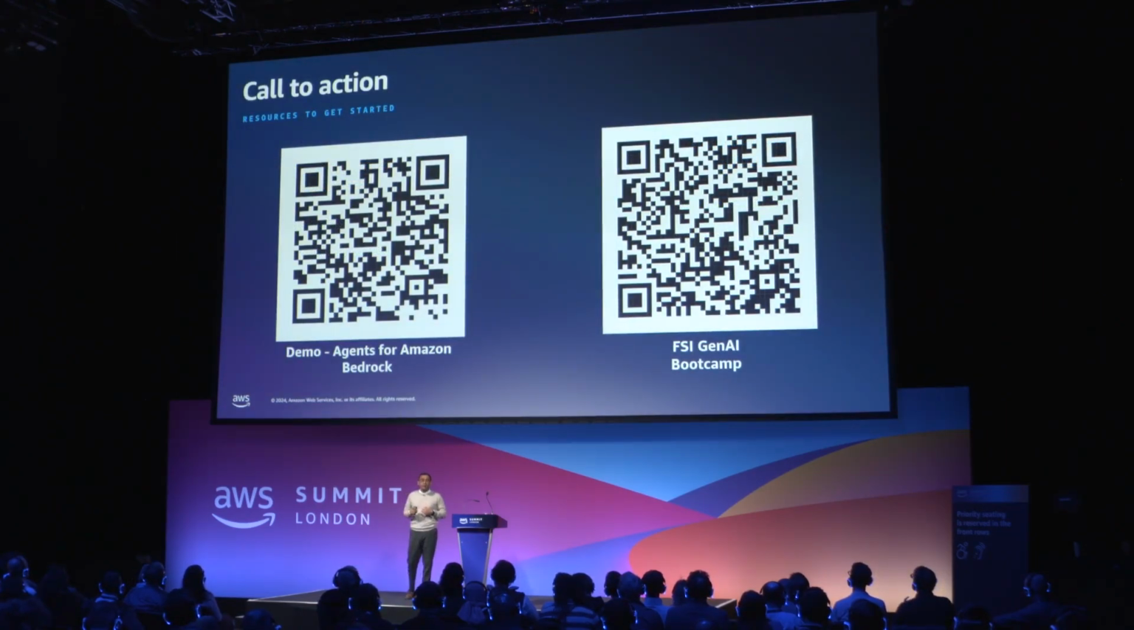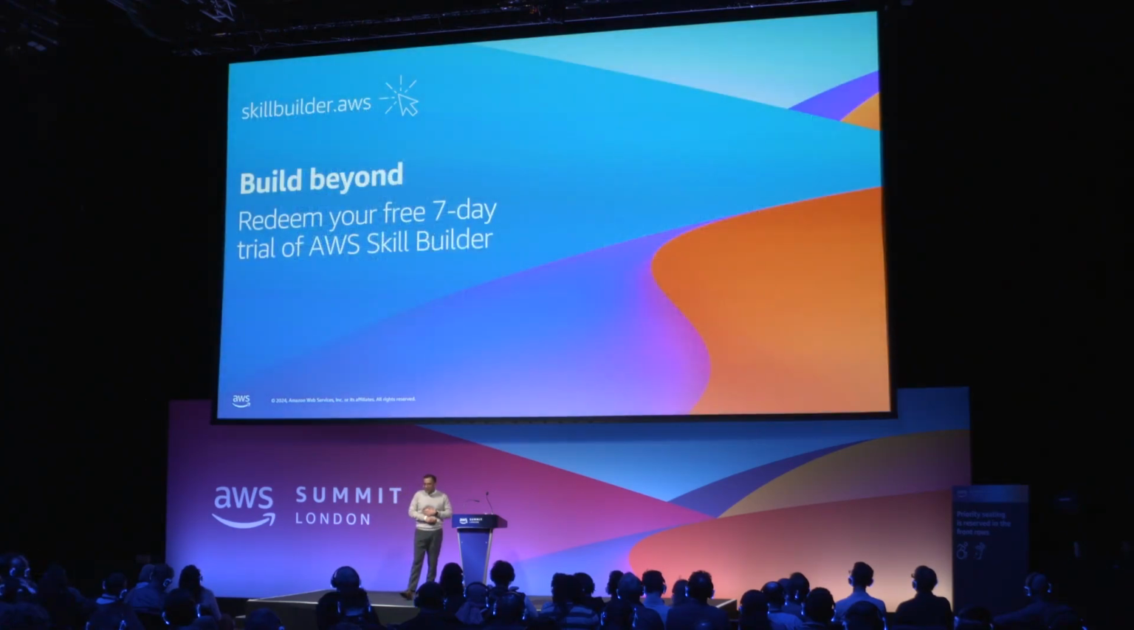Now, to get you started, I've listed 2 resources which I think are really important if you want to get started with agents today itself. The first is a demo for Agents for Amazon Bedrock. It'll help you understand how the service works and give you a few good examples. The second QR code will take you to a deeper dive into our generative AI services, including Amazon Bedrock. This comes with an angle of financial services, but the interactions and the courses it provides in the bootcamp are generally applicable to other industries as well. If you want to continue your learning on AWS, I heavily recommend signing up for skillbuilder.aws as well. It has over 600 free courses and lectures that help you understand how AWS technology works and upskill you on AWS technology.